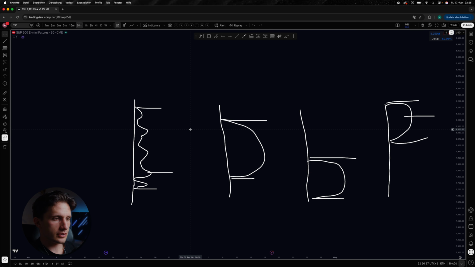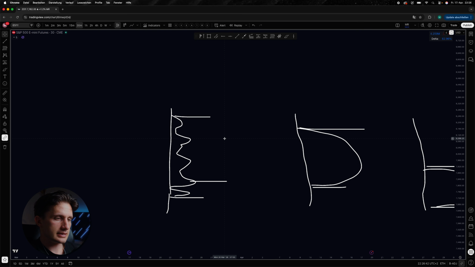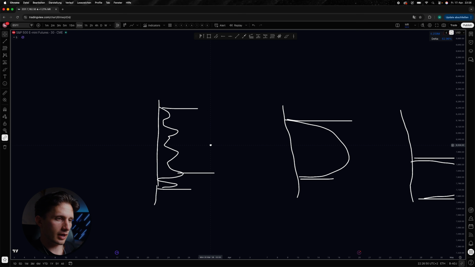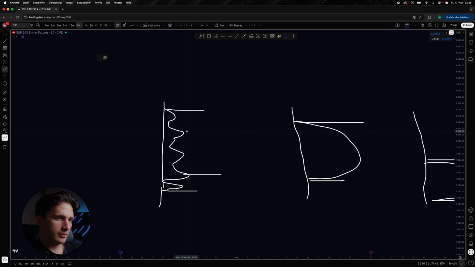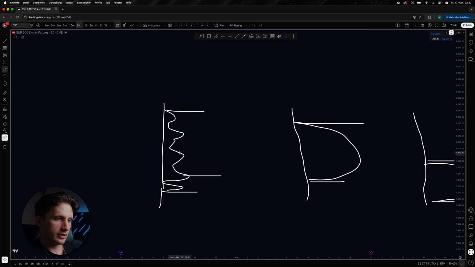So I have drawn here some shapes, so let's start here with the first one. So the first one is a trending shape, right? It's this shape you will see when the market is heavily trending either to the upward side or to the downward side. You will see big nodes, you will see low volume nodes, you will see big nodes and low volume nodes. When you actually see such a shape right here, you can play support and resistance on high volume nodes.